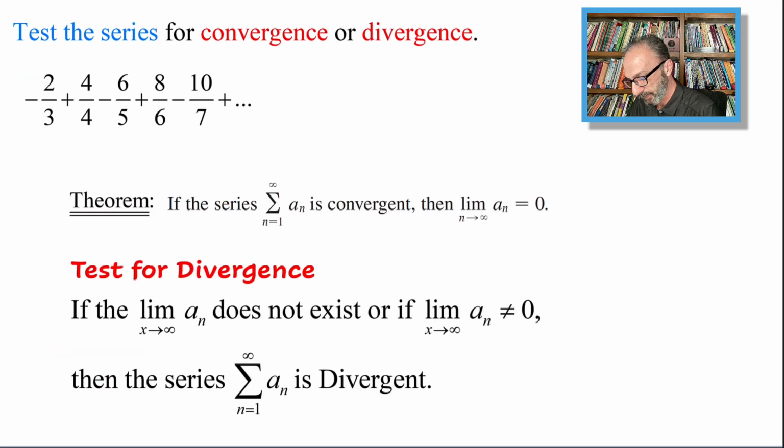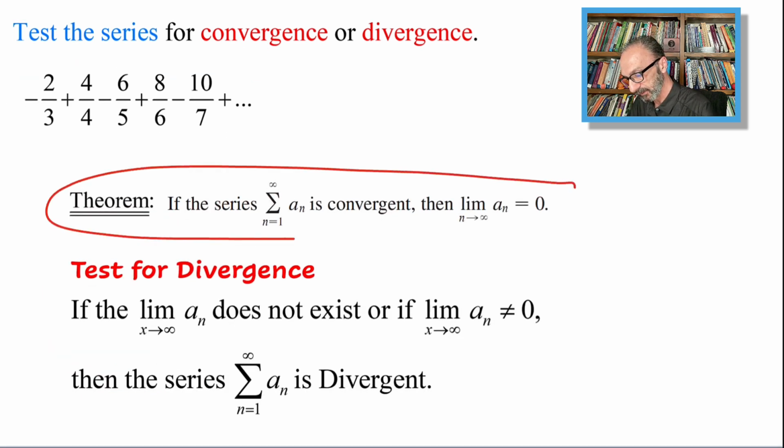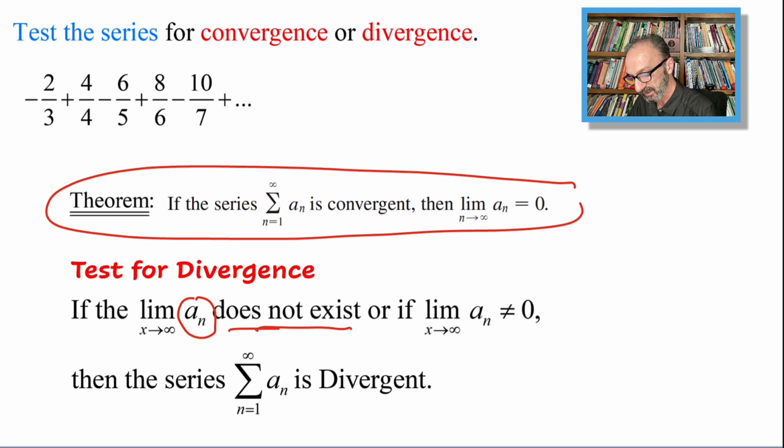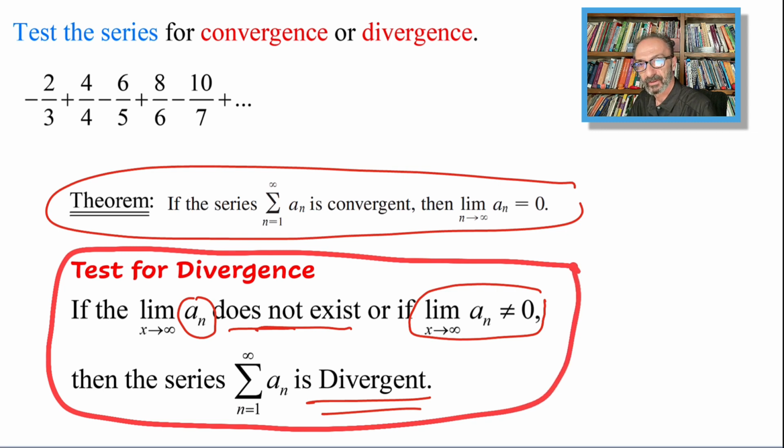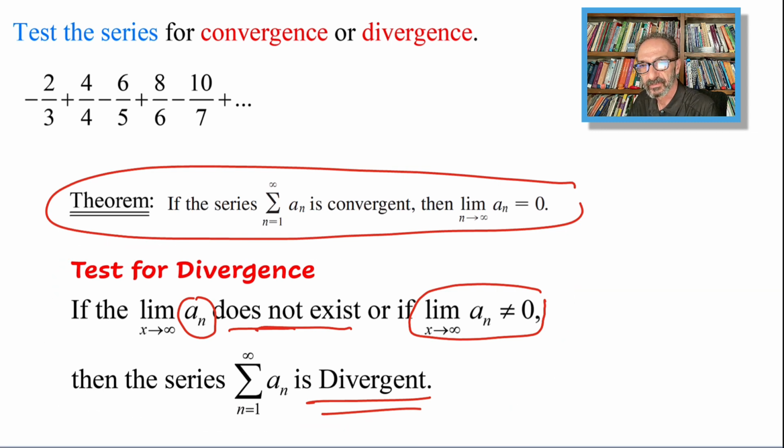Here's more. We have a theorem that says the following. If the series is convergent, then the limit of a sub n equals 0. The test for divergence says the following. If the limit of a sub n does not exist, or the limit of a sub n does not equal 0, then the series is divergent. So this is what we used after we attempted the alternating series test. And that should do it.